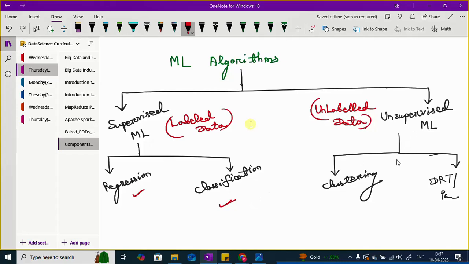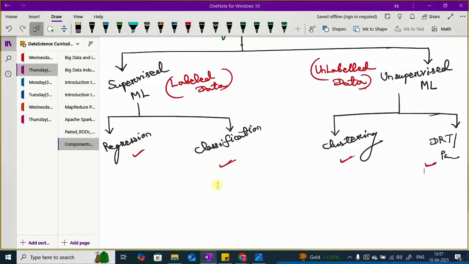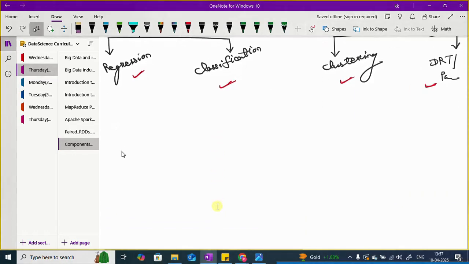Unlabeled data we use for unsupervised learning, which is for clustering and dimension reduction. Now I'll show you an example of how, in a classification problem statement, we use labeled data. Basically, I give some animals with a label name to a model, and then I give it an unknown data set. It will predict whether that particular animal is an elephant, camel, cat, dog, or whatever name.